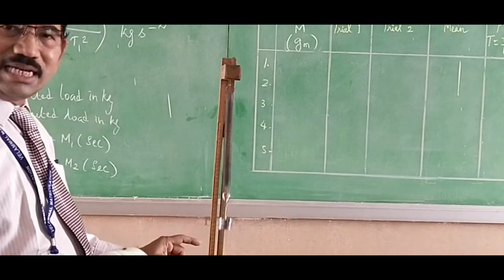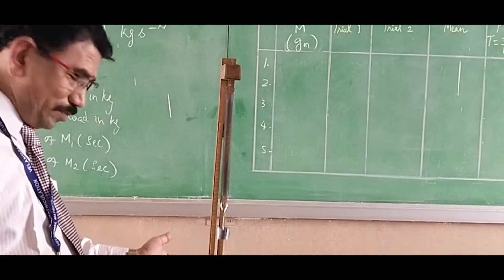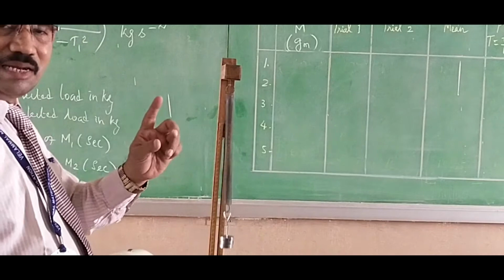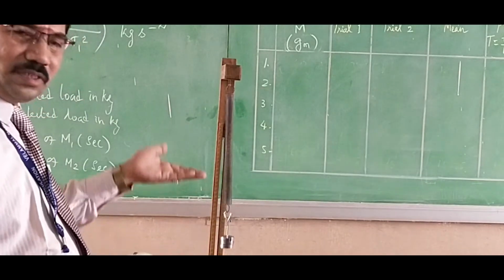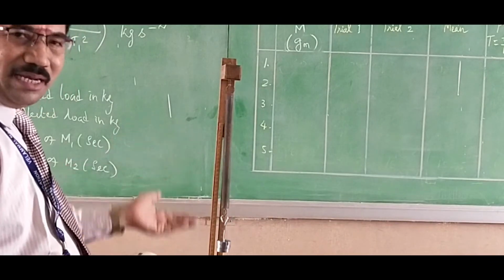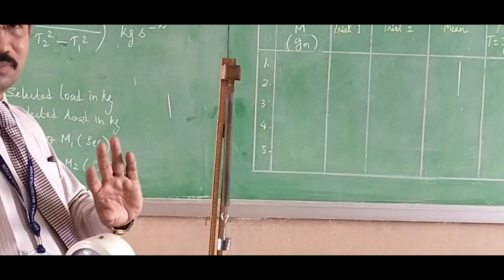Now we make it oscillate. The load starts to oscillate vertically up and down. From the bottom to top, again come back and down. This is one oscillation. So repeat the routine. From the bottom to top, again come back. This is one oscillation. Again from the bottom to top, again come back. Another oscillation. So simultaneously we have to do both works.